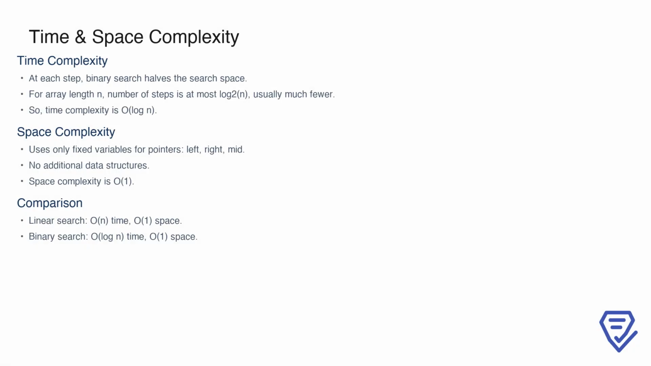Let's analyze the complexity of our solution for LeetCode problem number 704. Binary search halves the search space each step, so the maximum number of steps is the base 2 logarithm of n, the array size. For a 10,000 element array, this is only about 14 steps, so the time complexity is very efficient, O(log n). Space complexity is minimal, as we only use a couple of pointer variables for left, right, and mid, no extra memory allocation for data structures. Thus, space complexity is O(1).